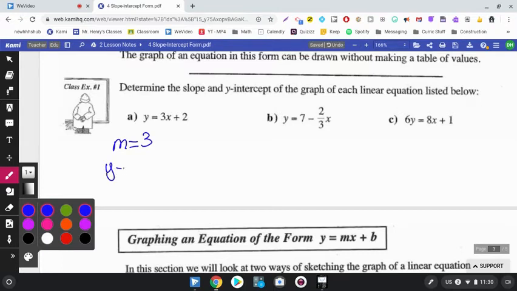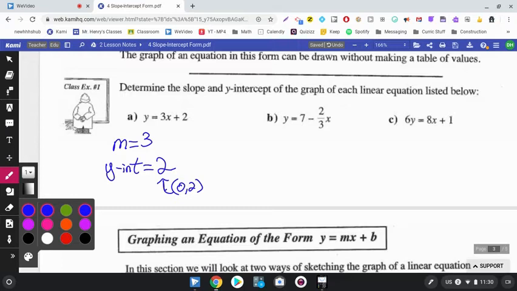Y-intercept equals 2, positive 2. I'm done. And maybe I'd write that as 0, 2, the ordered pair, or I'd write it as y equals 2 or b equals 2, or whatever.